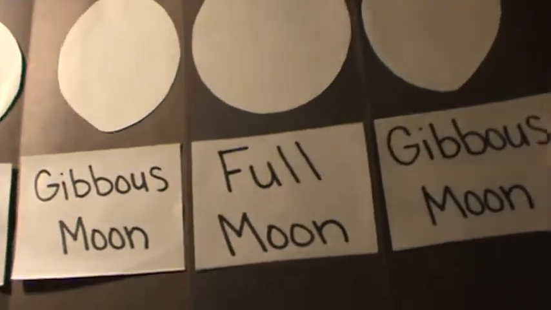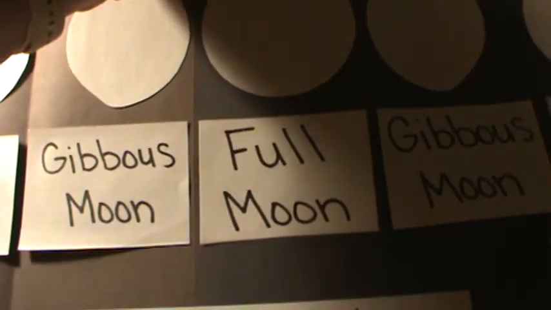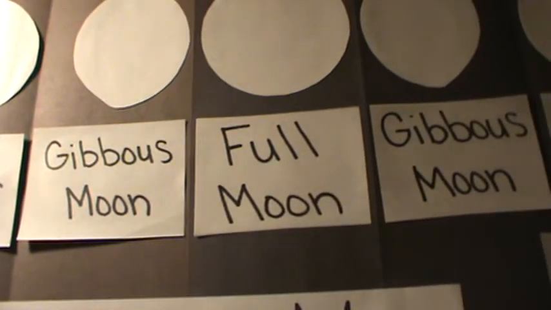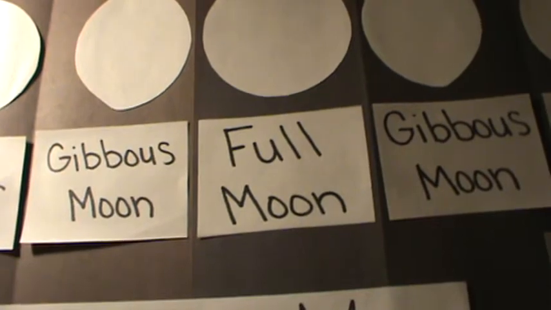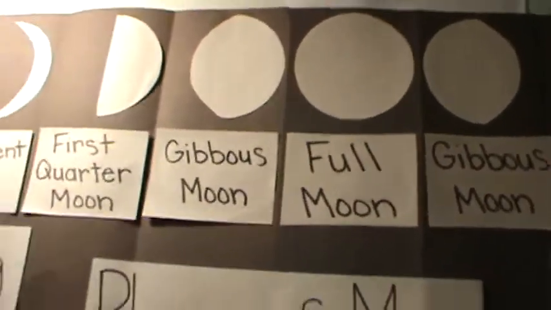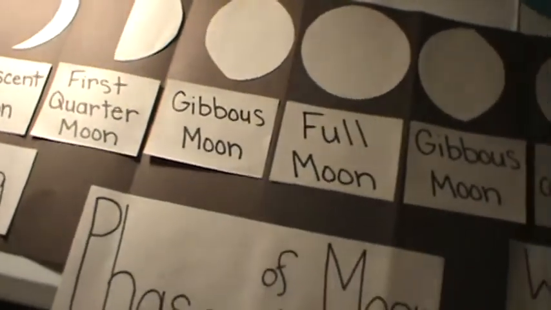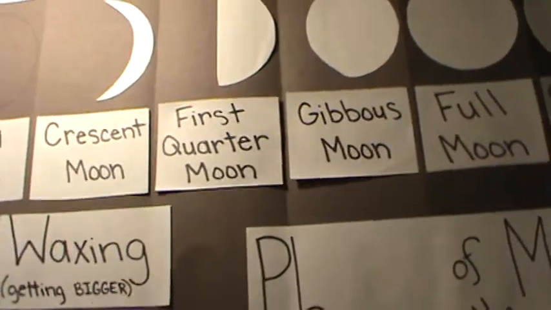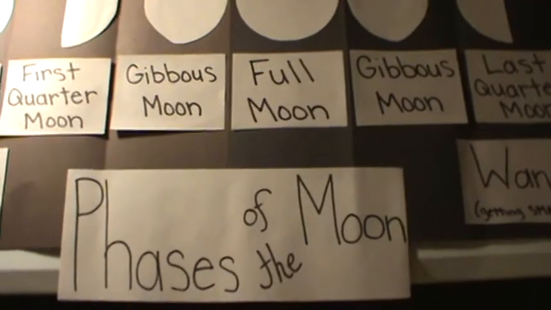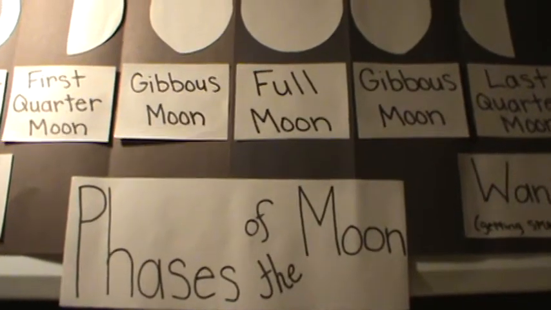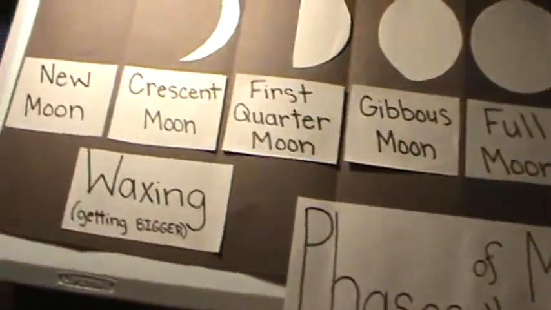So this is a project that we would have done as a class, and every table or every pair of students would have been assigned a different moon phase. But for the sake of today's lesson and doing it online, I went ahead and made one, and then you all can make one at home as well. So this is just a complete picture of the phases of the moon.